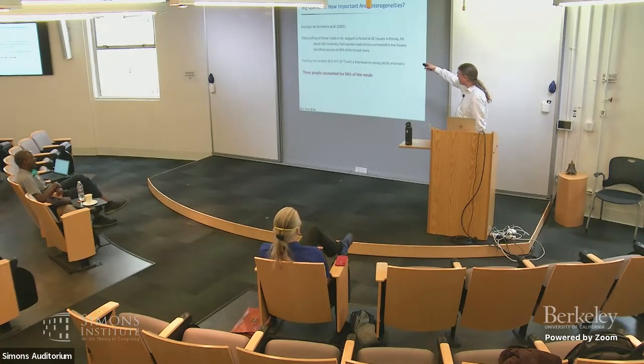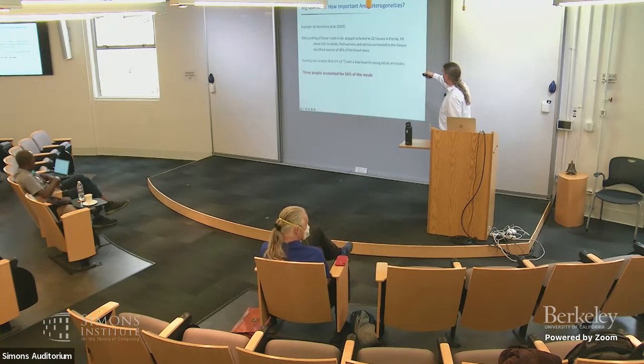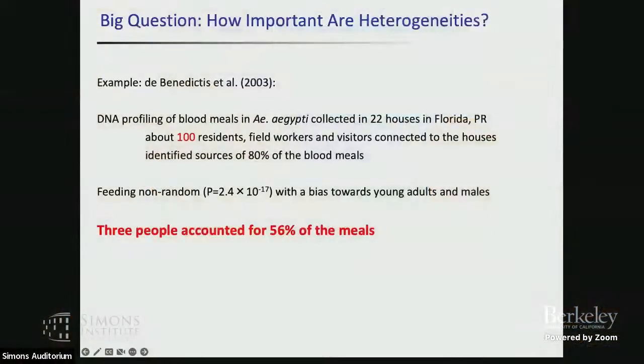But here's another example of these sorts of studies, where they did DNA profiling of blood recovered from mosquitoes in Puerto Rico, where there were about 100 residents who they identified as being connected to these houses. And they found that of all the blood they recovered from mosquitoes, 3 people accounted for 56% of those blood meals. So it's clear mosquito bites are highly concentrated on a small group of people. And so there's clear potential here for super spreading.